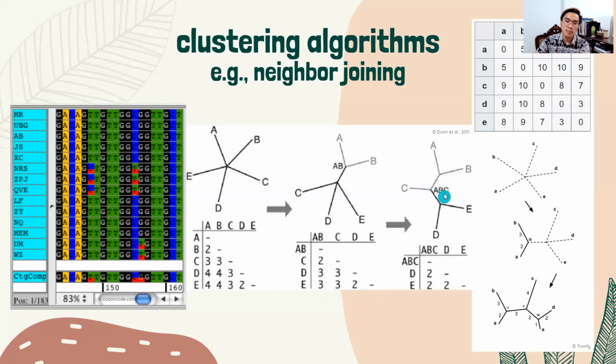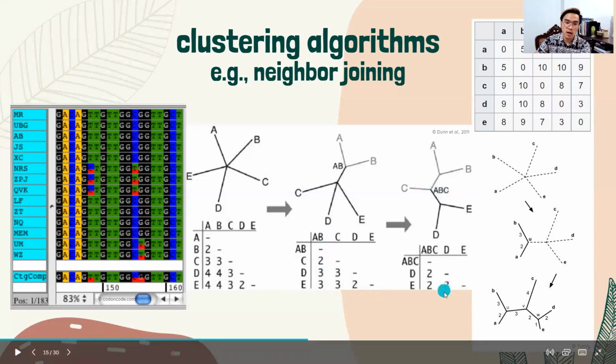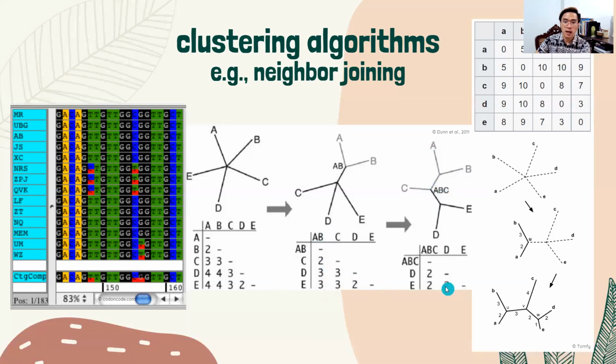And then the taxa or the OTUs that are joined together are then recomputed in terms of genetic distance from the remaining. So in this case, now the algorithm reaches a point when the genetic distance between A, B, C, and either D or E is just the same.